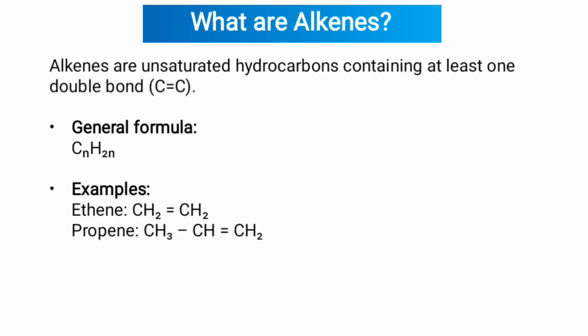What are alkenes? Alkenes are unsaturated hydrocarbons containing at least one double bond between carbon-carbon. General formula: CnH2n. Examples: ethene, CH2=CH2, and propene, C3H6, CH3-CH=CH2. So now let's discuss each physical property of alkenes in detail, one by one.